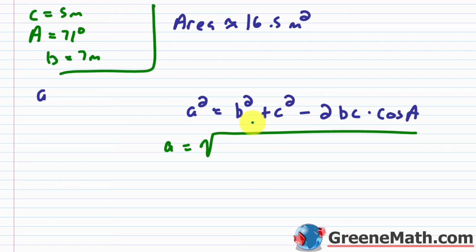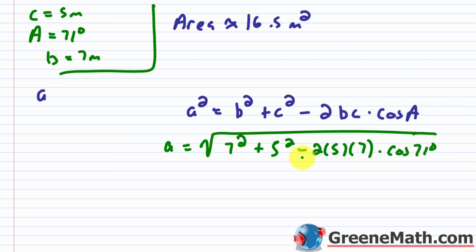So b squared is what? It's 7. Forget about the units. We'll say it's 7 squared plus c squared, which is 5 squared, minus 2 times 5 times 7, okay? And let me make that a little bit better because my handwriting is getting pretty sloppy. And then times the cosine of this 71 degrees. So let's punch this into a calculator. I get about 7.2, okay? But how you round here is really going to matter because you're going to end up rounding twice. So I'm going to put 7.2, but that's going to really throw the answer off. So let me put A is about 7.2 meters, okay?